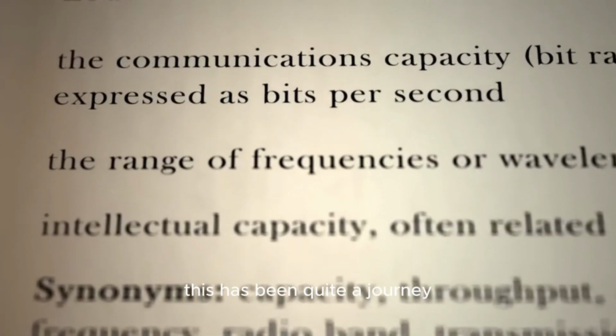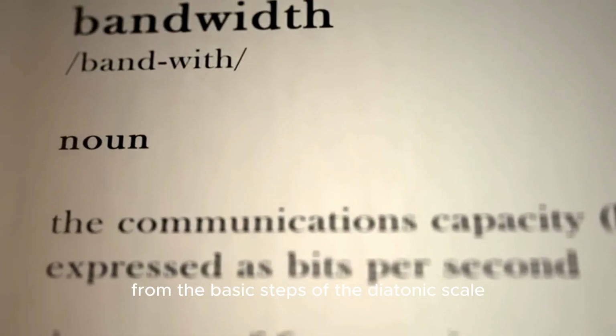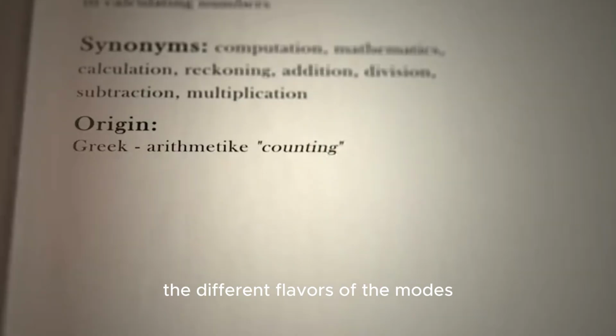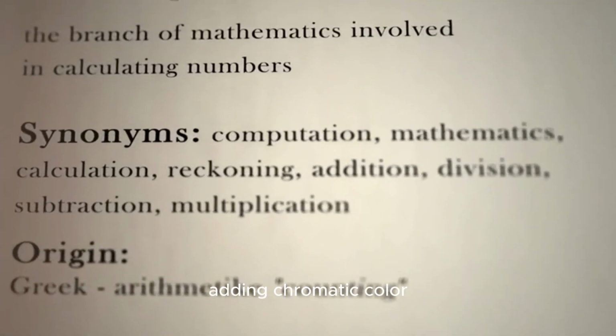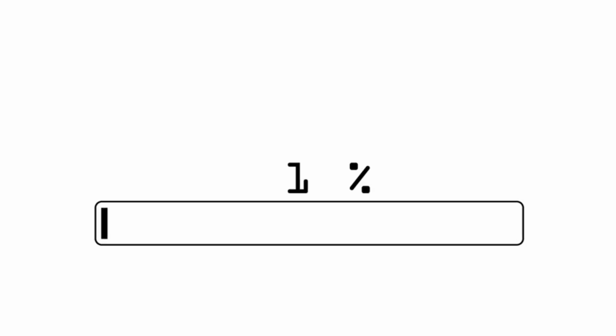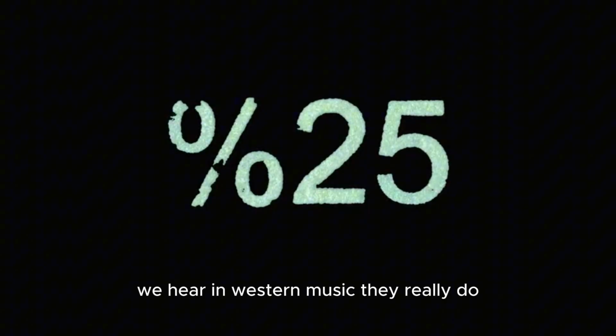Wow. Okay, this has been quite a journey. From the basic steps of the diatonic scale through major and minor, the different flavors of the modes, adding chromatic color, and now even how the notes themselves are tuned. It really covers the fundamental architecture, doesn't it? These frameworks, scales, modes, tuning, they underpin almost everything we hear in Western music.